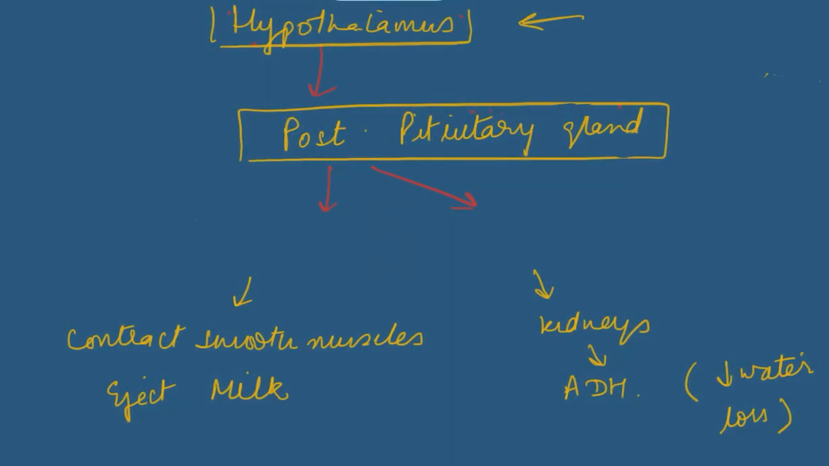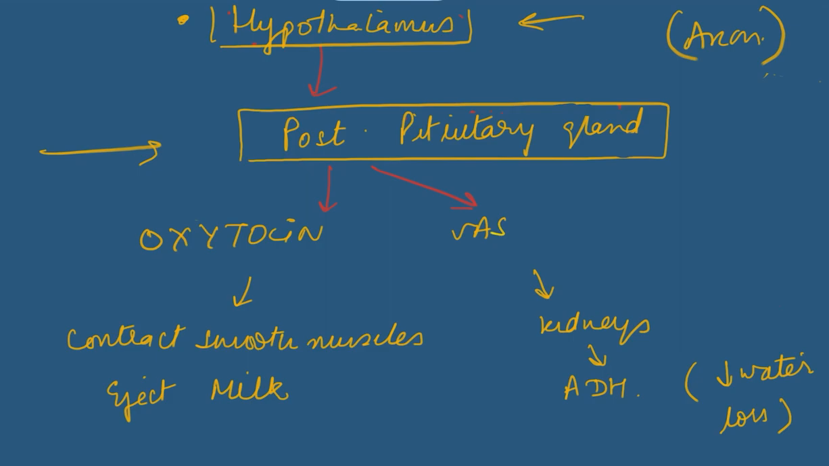Now we come to the posterior pituitary. We know that the posterior pituitary is under the control of axons. So directly hormones from the hypothalamus will reach the target organ. The posterior pituitary will release two hormones, oxytocin and vasopressin.